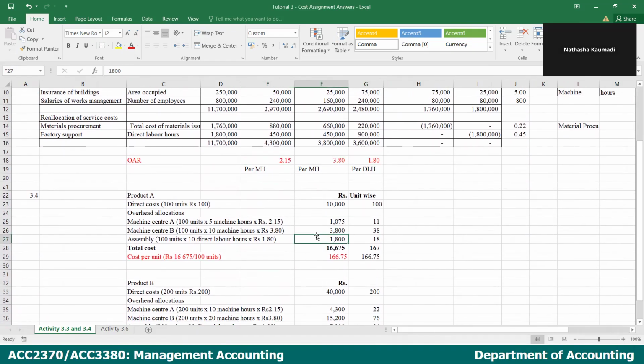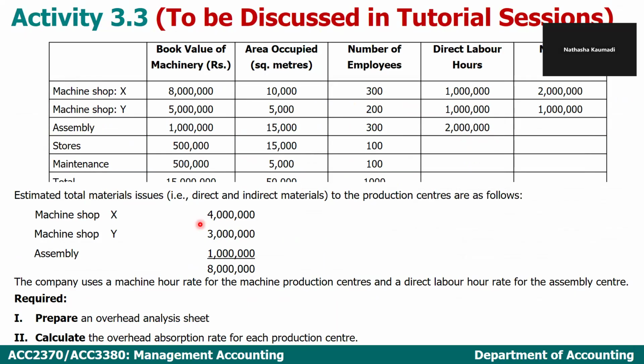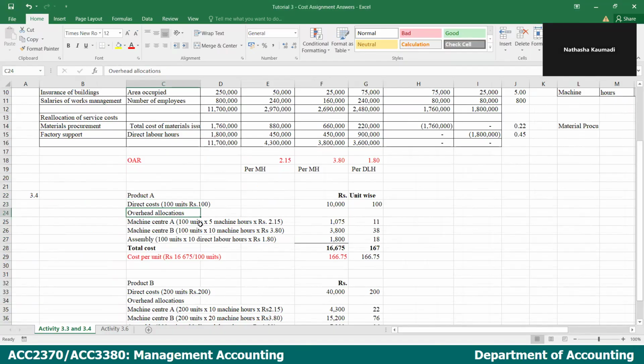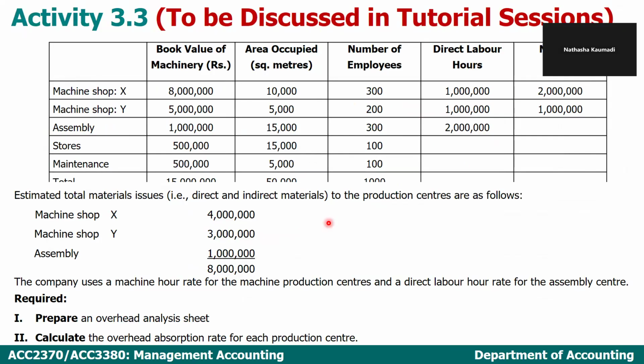Now it's just a matter of calculating the unit cost, isn't it? When it comes to the unit cost, you take the direct cost. Direct cost is there. And then you write the overhead allocations like that: machine center X, Y, and assembly. You know the rate, 2 rupees and 15 cents per hour. So if there are 5 hours, likewise, you calculate the cost using the number of hours. Okay, that's how you do it.